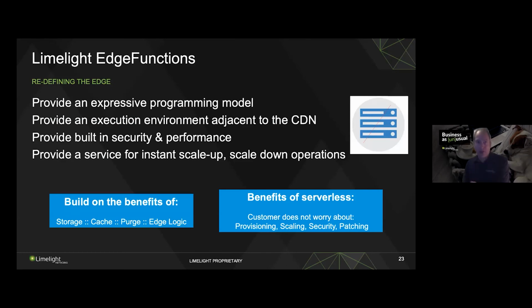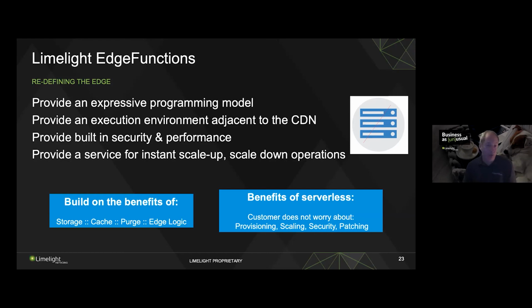I'm going to turn to this one. EdgeFunctions is something that we're doing, which is to provide a real edge for our customers. This is a serverless compute model. We're offering up an environment which our customers can use. And our aim is to provide this expressive programming model for our customers to use the programming languages they're familiar with, deploy code that runs on demand in the CDN.